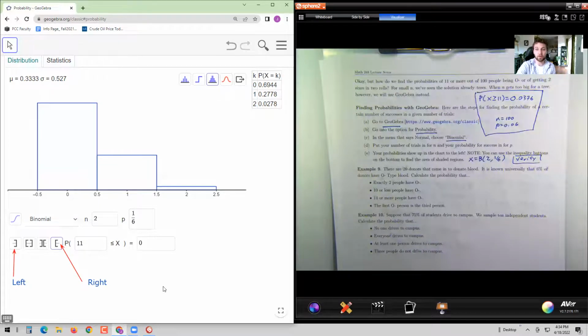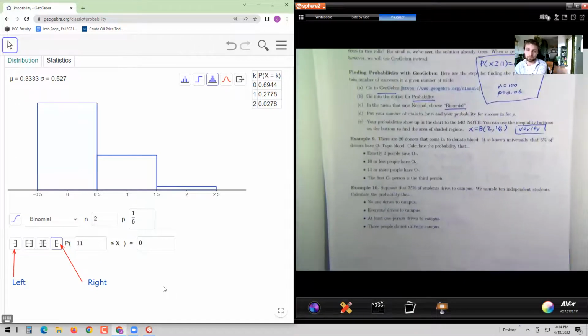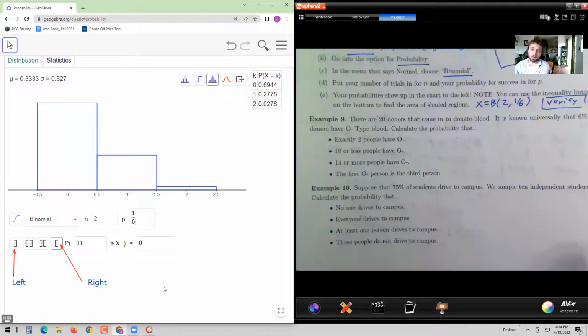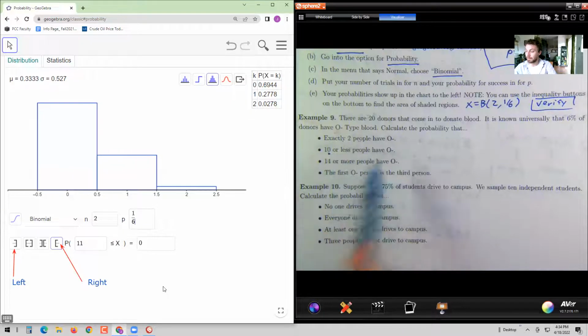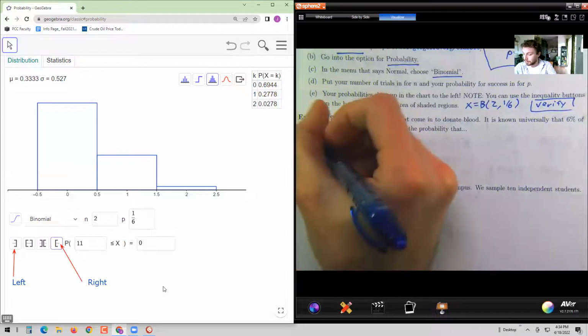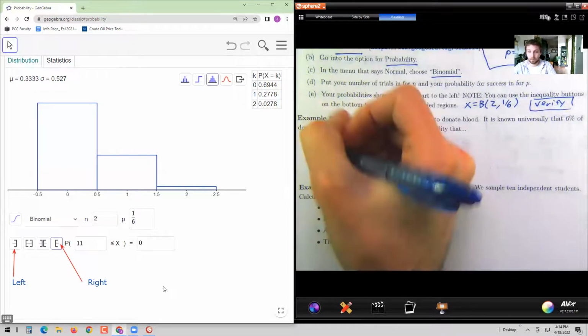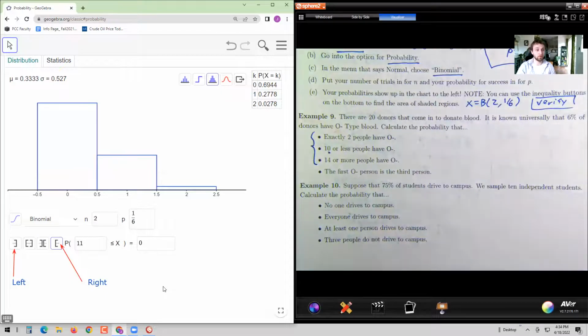I'm going to try out another one of these with you. I'm looking at example 9. So suppose that I'm looking at 20 donors that come in to donate blood, and 6% of them are this universal donor type O negative. And I'm wondering, what's the probability that exactly 2 are O negative? What's the probability 10 or less are O negative? What's the probability 14 or more are O negative? So I'm going to do these first 3 using GeoGebra. Let's try it out.